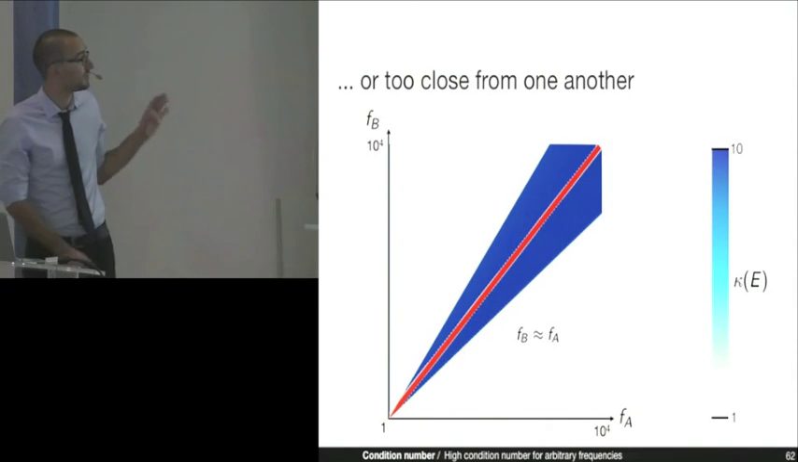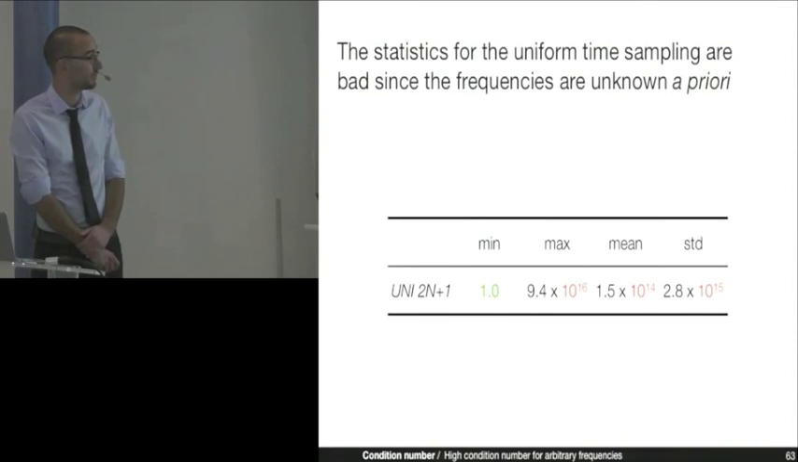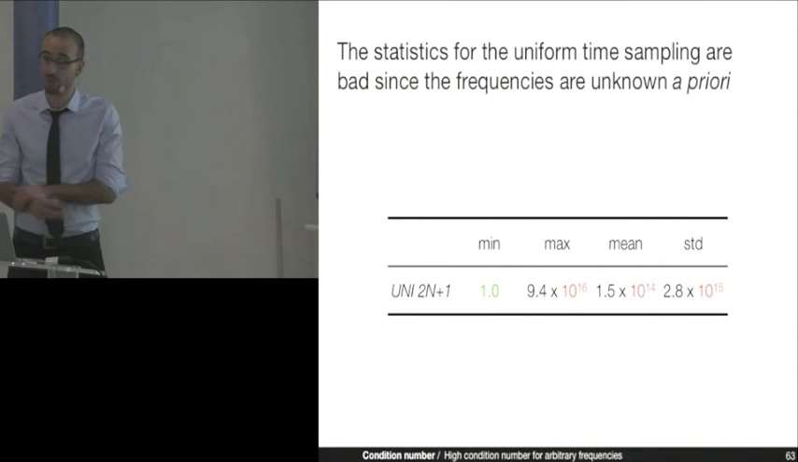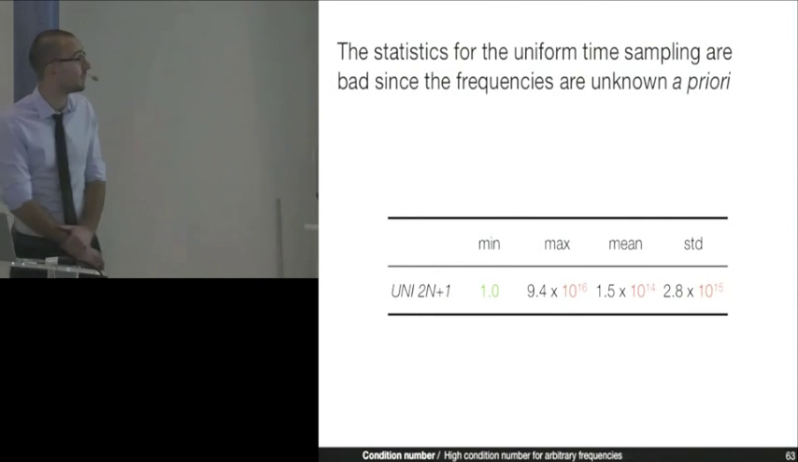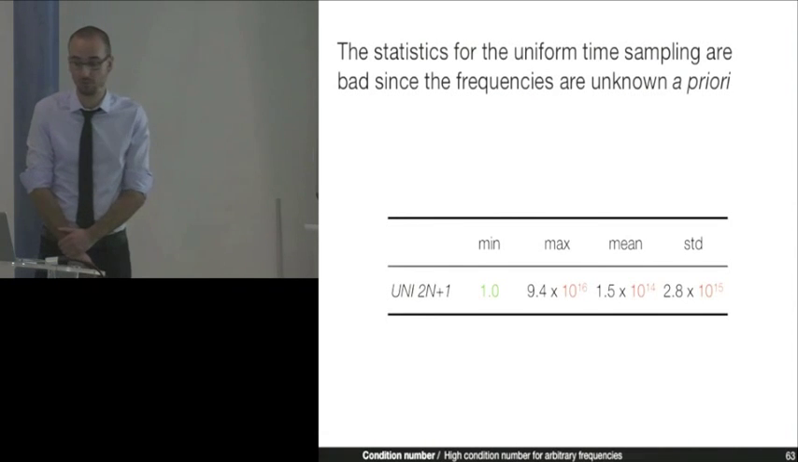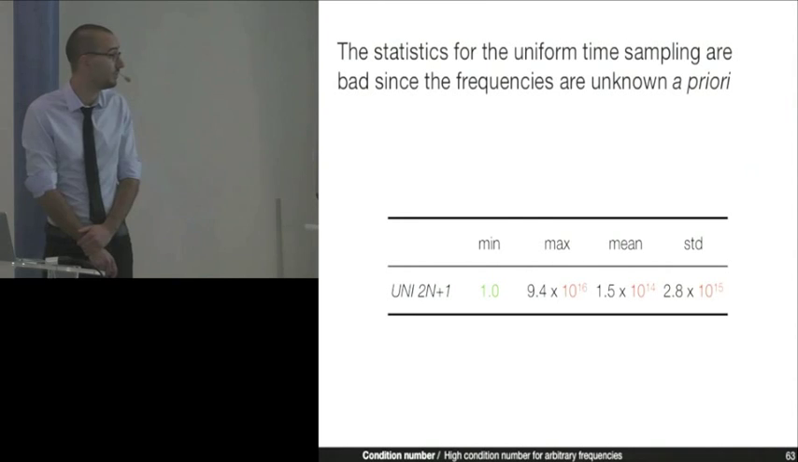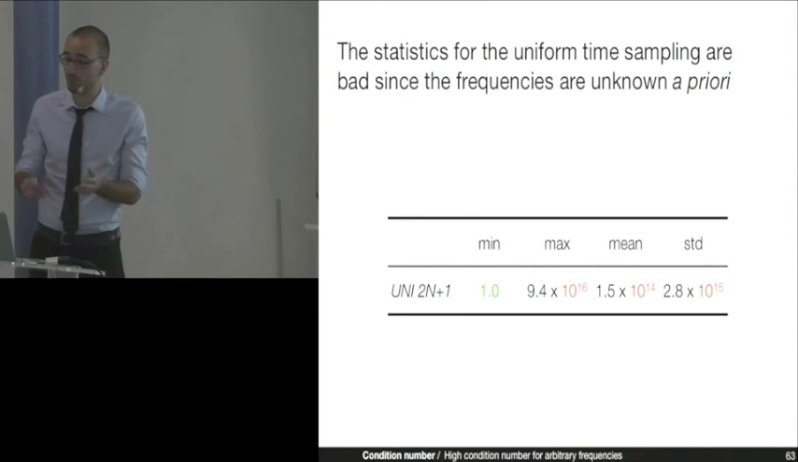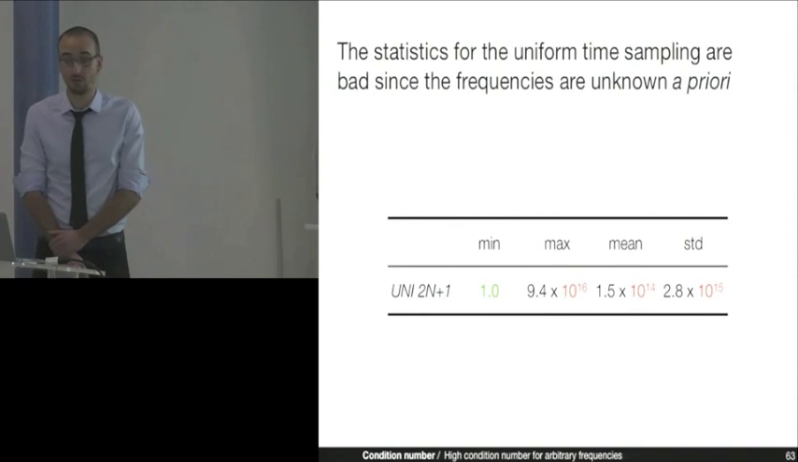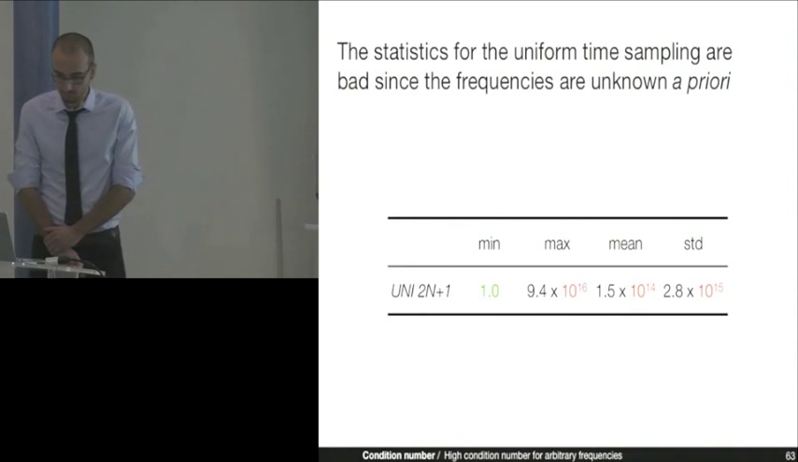If we compute statistics on this surface response, we can compute the minimum value, the maximum value, the mean value, and the standard deviation. And we can see that the maximum value is just huge. It's 10 to the power 16. You can also see that the mean value is 10 to the power 14, which is just huge, and can prevent the use of such a method for any configuration.